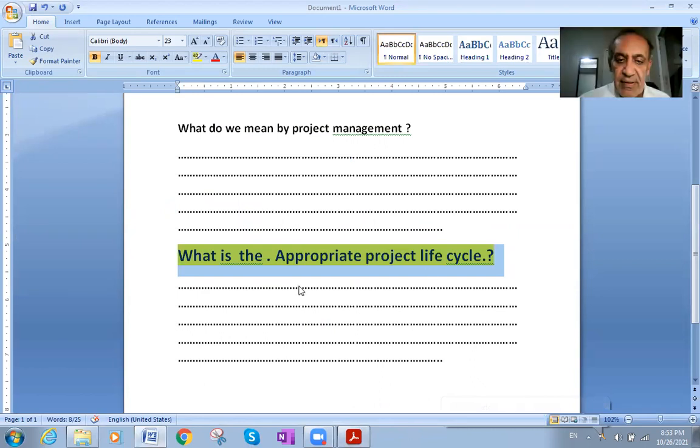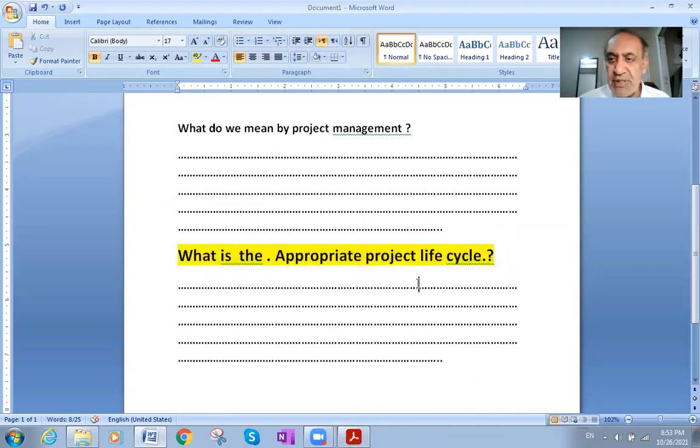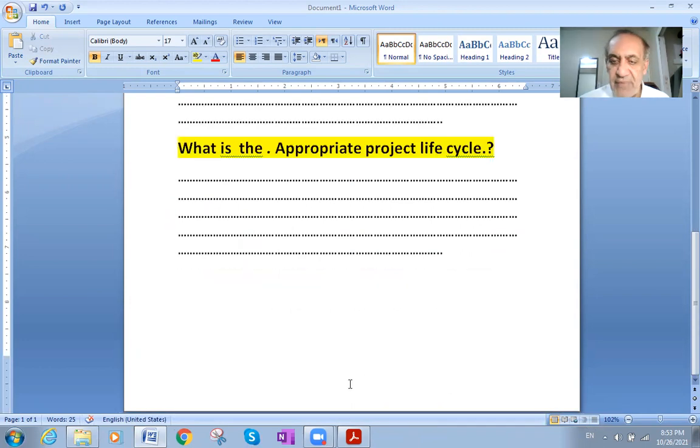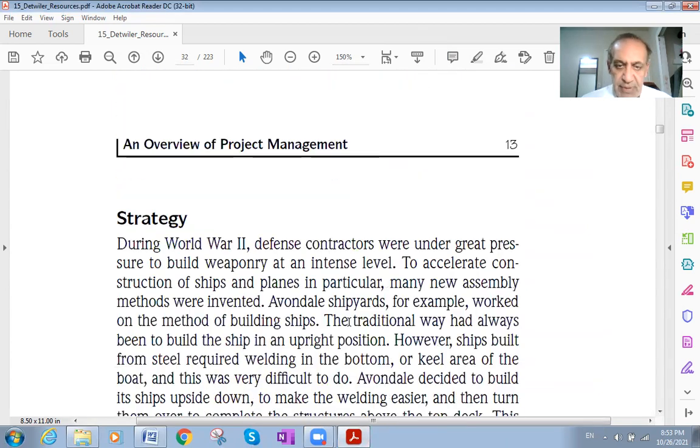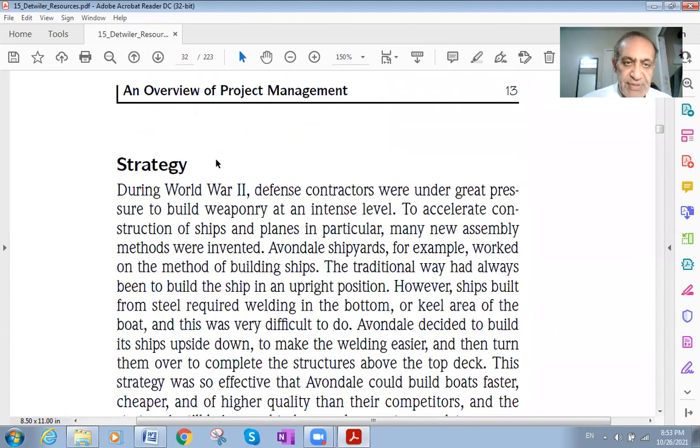So we are back. What is the appropriate project life cycle? And we are back for this part. Okay. So the next thing we will talk about is the word strategy. I told you what we mean by strategy, something of vital importance, and the frequency of this kind of decision is not too much, the strategic decisions.